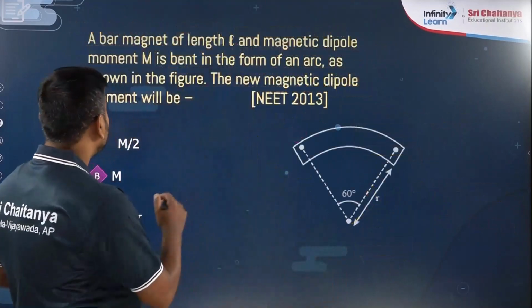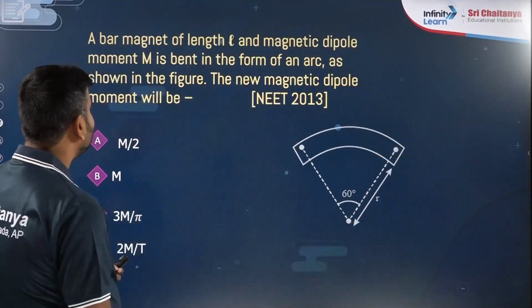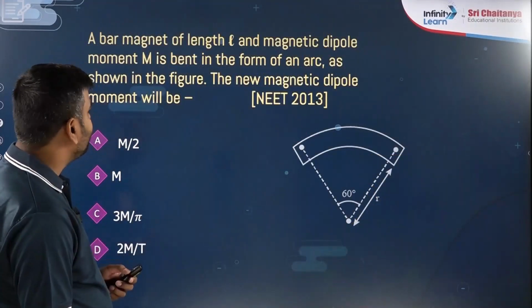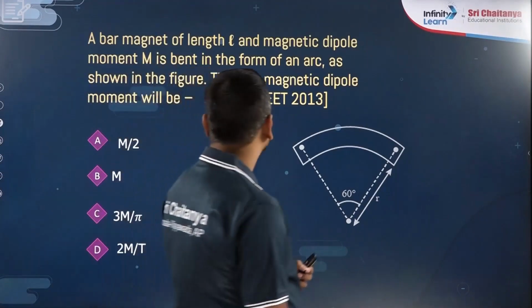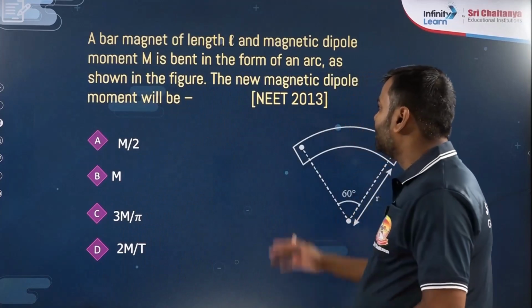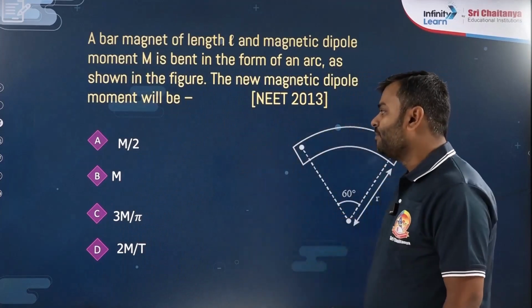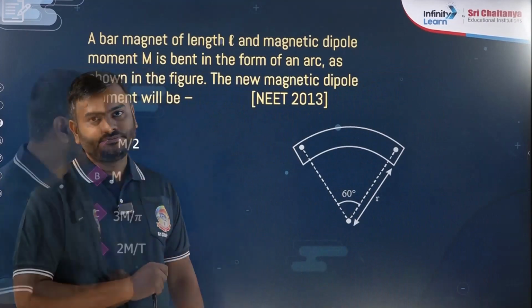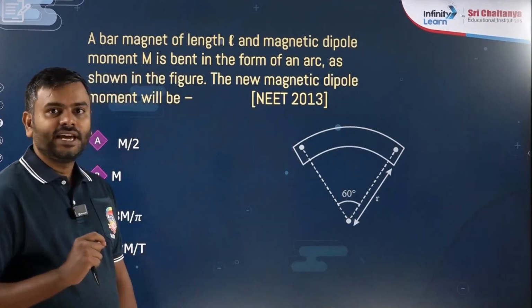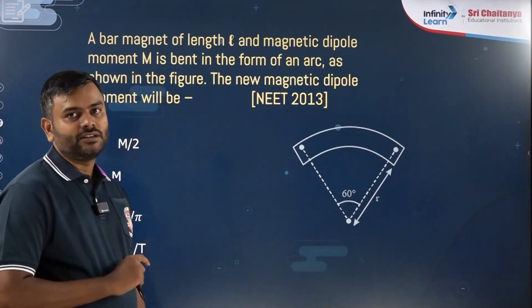Now the next question we have: a bar magnet of length L and magnetic dipole moment M is bent in the form of an arc, as shown in the figure. What will the new magnetic dipole moment be? So this is the question they have given us. So how can we calculate that?